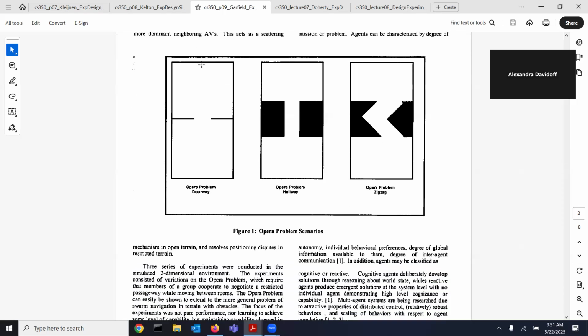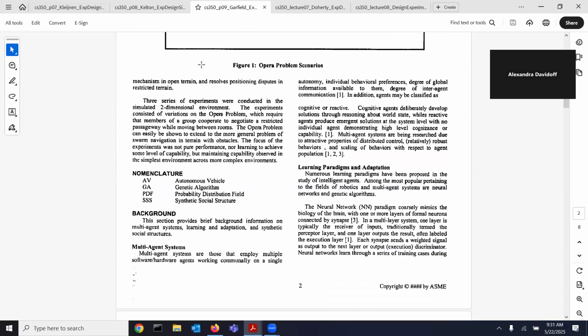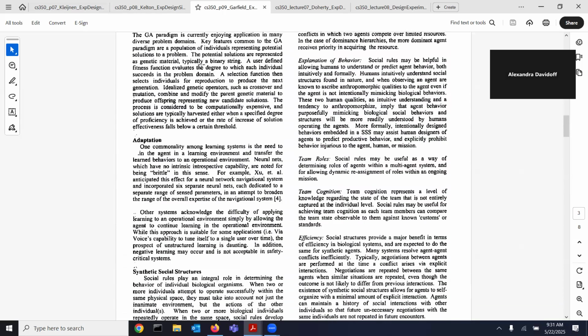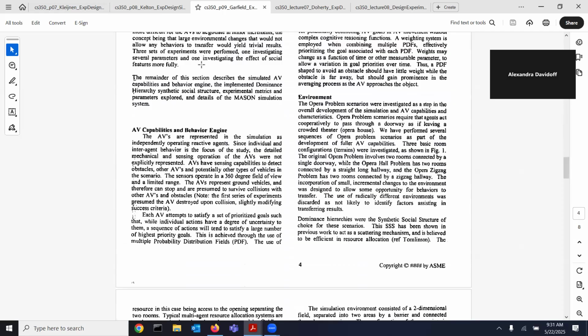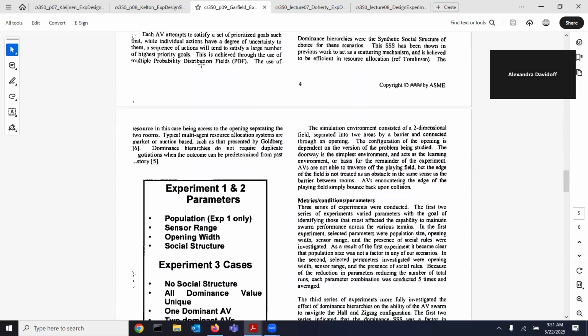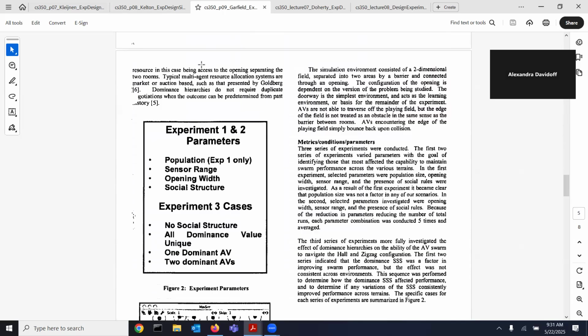Yeah. So what we came up with was these different kinds of scenarios: the original door problem with the doorway, then with a hallway, then with the bent hallway, and we threw different things in there. The part I want to get to was the experimental setup. We set up the environment, and then we had parameters: population, sensor range, opening width, and social structure. Sensor range was high and low. Opening width, we had arbitrary high and low. Social structure was on and off. And from there, we could construct these different scenarios.